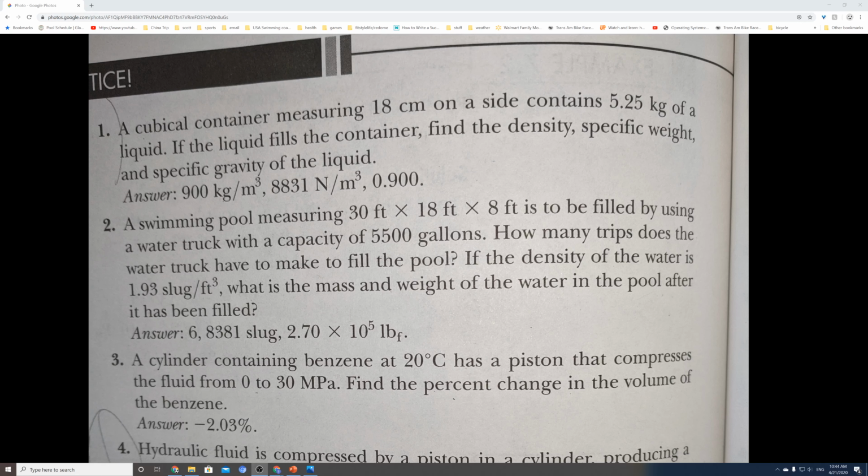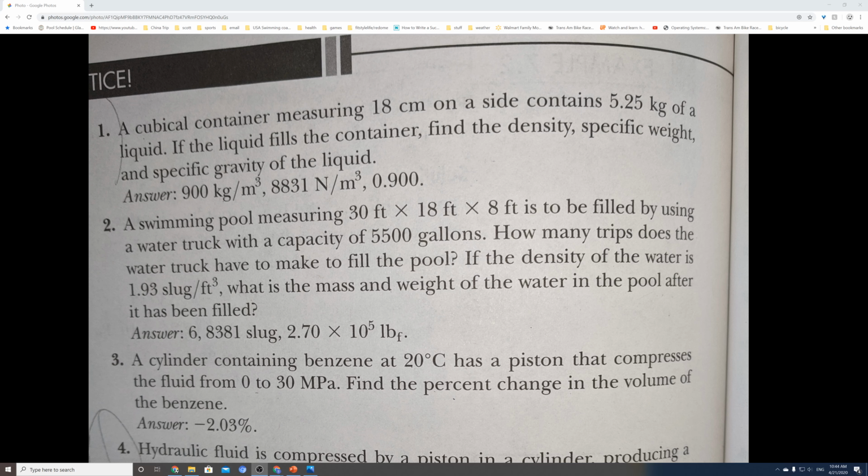Okay, so I'm going to take a look at practice problem 2 on page 238. We have a swimming pool with given dimensions, and a truck with a defined capacity of 5,500 gallons, and we want to know how many trips the water truck has to make to fill the pool. Also, we're looking to find the mass and the weight of the water in the pool.